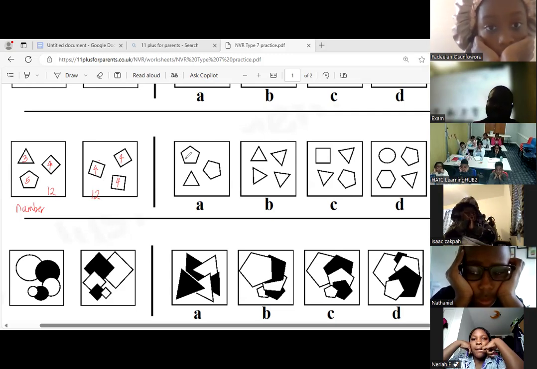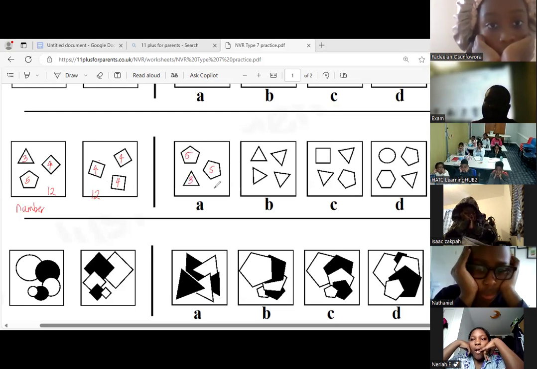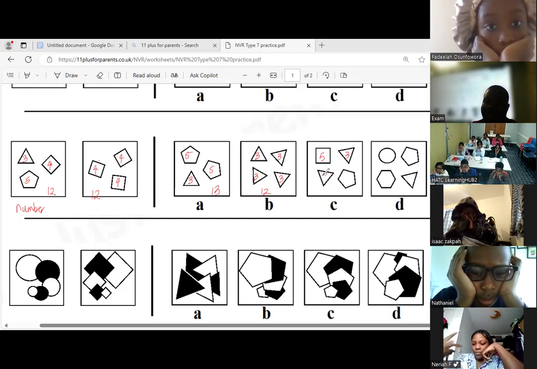That's why, let's check the answer. This one has 5 plus 5 plus 3, which makes what? 13. How about this one? 3, 3, 3 plus 3, which makes what? 12. How about this one? 5 plus 3 plus 3.